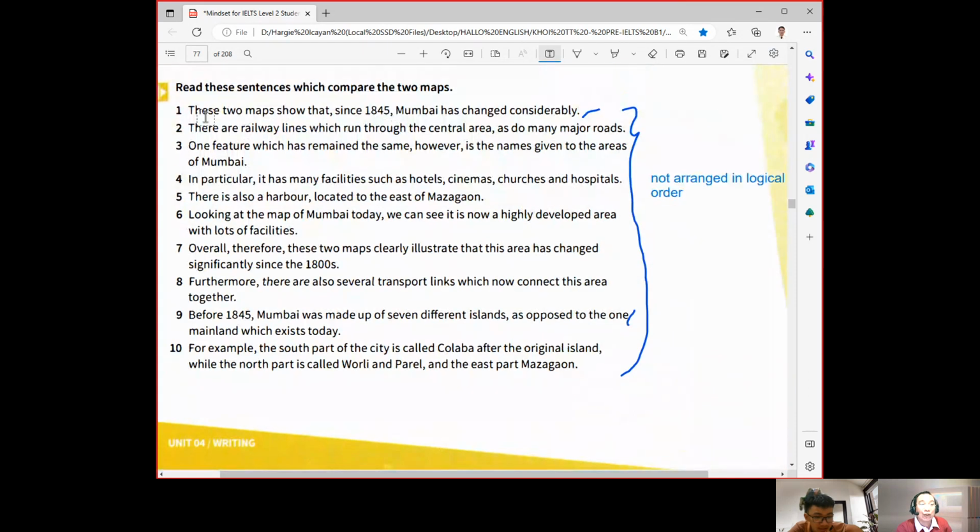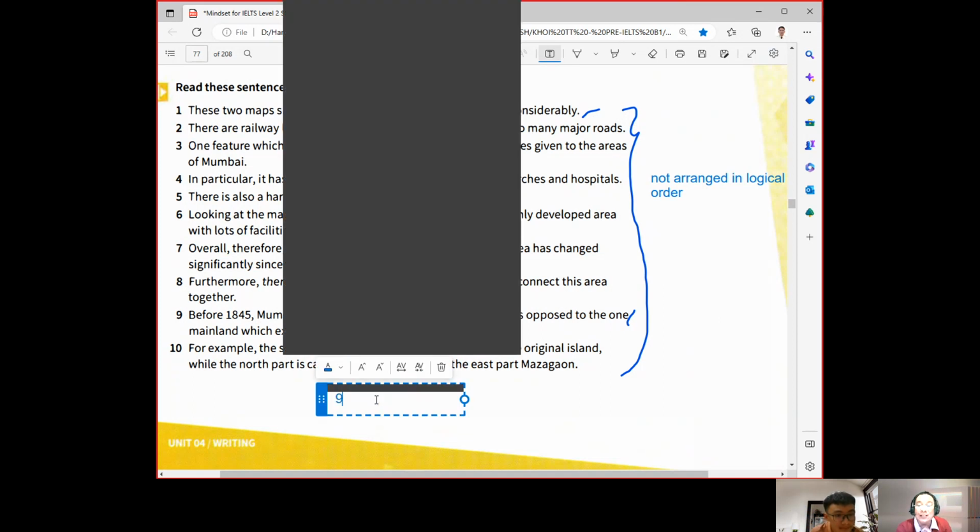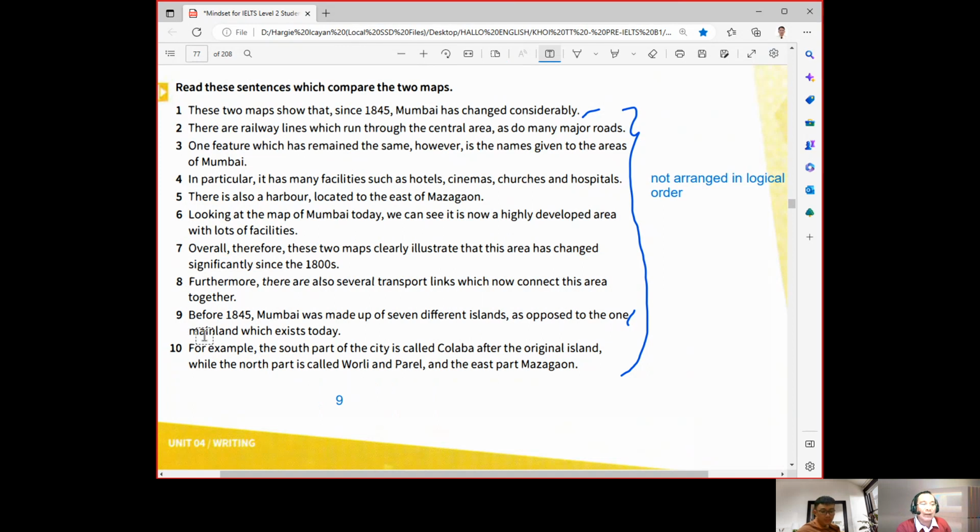Number 10, again, is the introduction, and number 9 is the main body. Now we are going to put 9 first in the first paragraph. Why? Look at the idea: before 1845, Mumbai was made up of seven different islands as opposed to the one mainland which exists today.